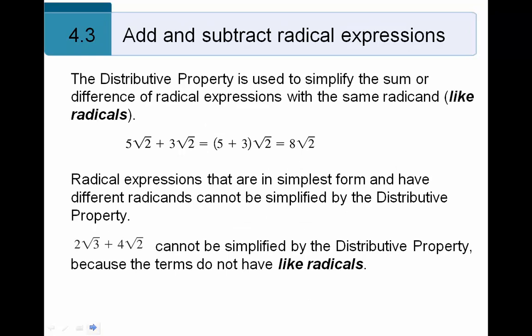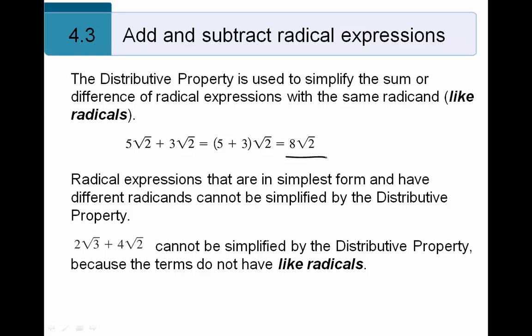As I mentioned earlier, the distributive property is going to be used to simplify the sum or difference of radical expressions that have the same radicand. For instance, 5 square roots of 2 plus 3 square roots of 2 is equal to 5 plus 3 square roots of 2, which will equal 8 square roots of 2.